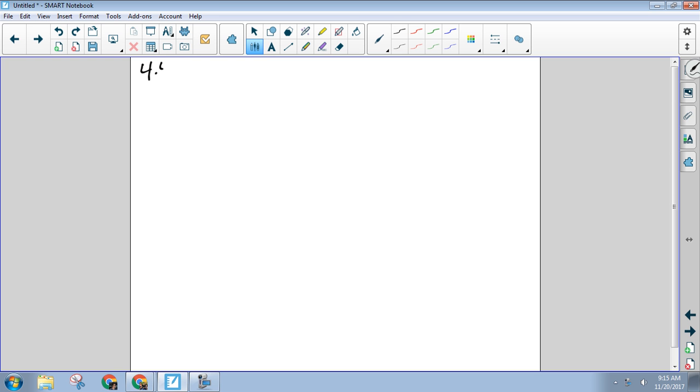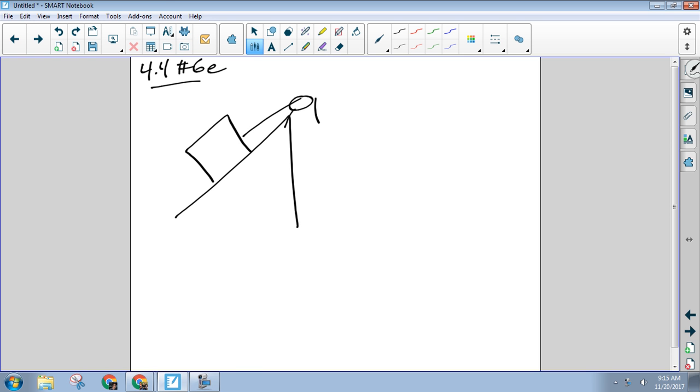What do we got? 4.4, number 6E. All right, so your setup looks like this. This guy was 25 kilograms. This guy is 10 kilograms. We know this angle here, despite the fact that my drawing doesn't look like it, is 20 degrees. All right, so let's identify our forces.